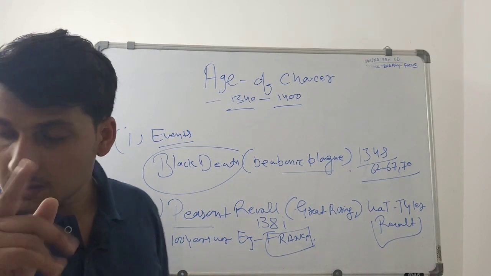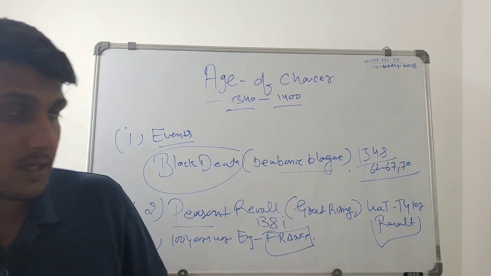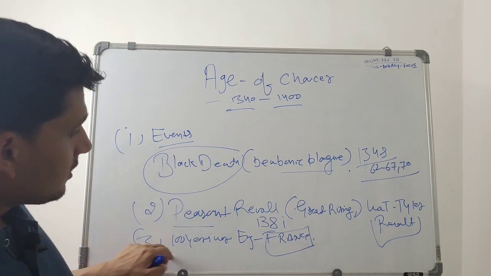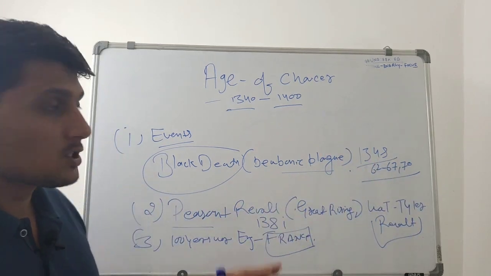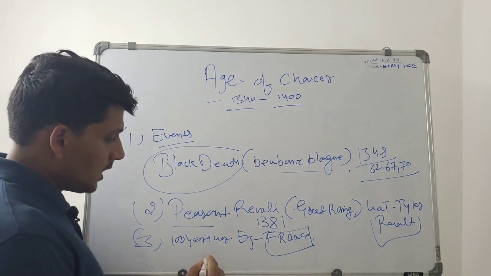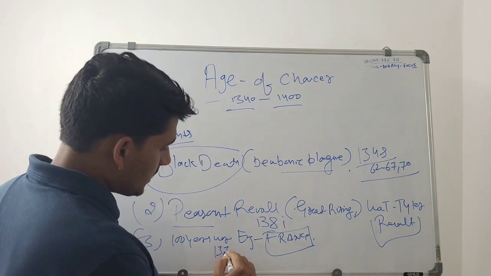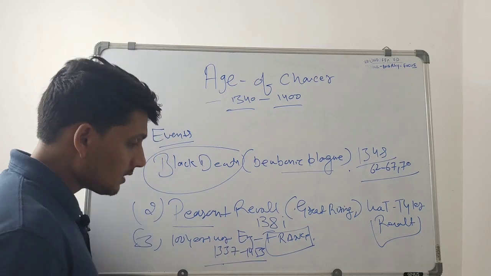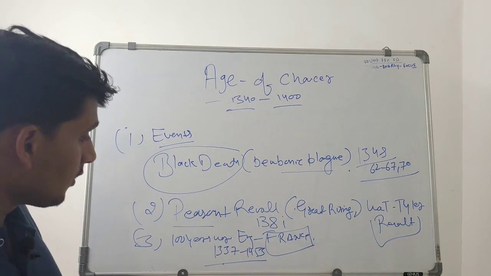Maybe that is not even important to know from an exam perspective, even then I have discussed that with you. And this is how the age of England is. This is what is happening here, and this war took place in which age? What is the time period? 1337 to 1453. That is the time of this war.